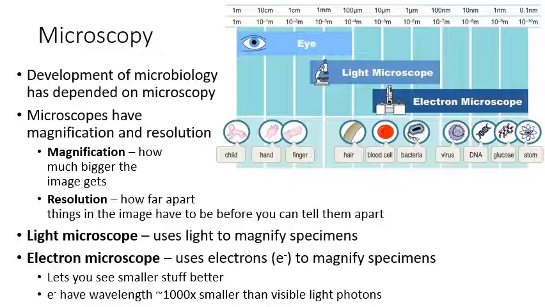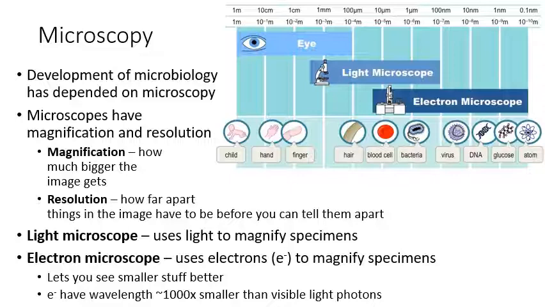Resolution is like the resolution on your TV screen. It's how clear things look. So if your microscope has a big magnification, but it has a small resolution or a bad resolution, then you're going to see a large image, but it's going to look grainy. It's not going to look nice. You have to have a good resolution to really see details in the image.